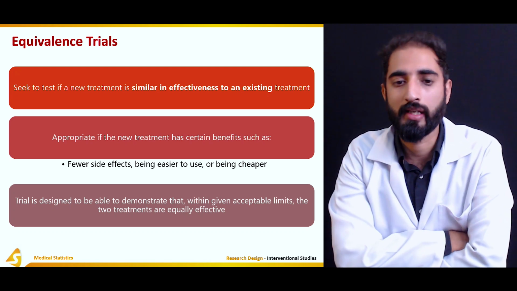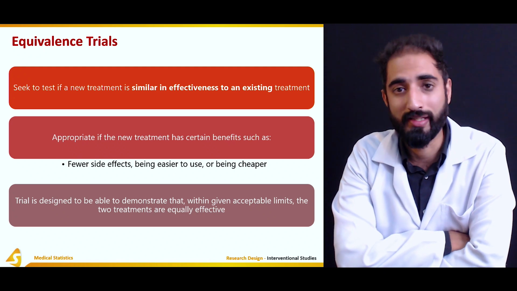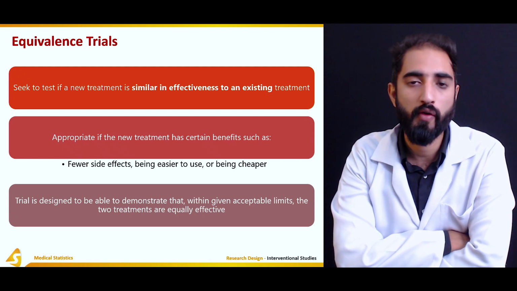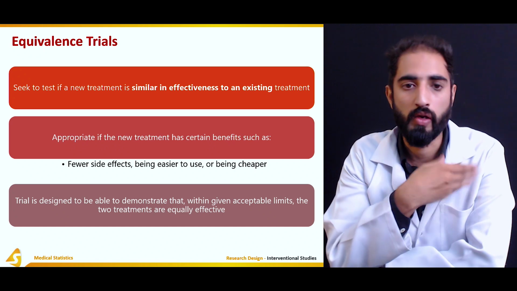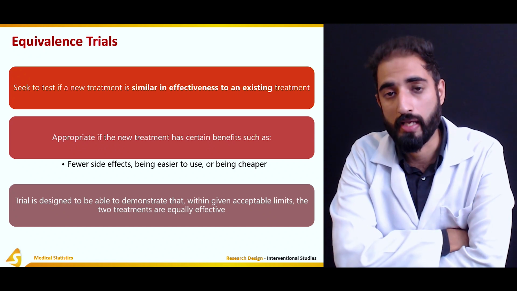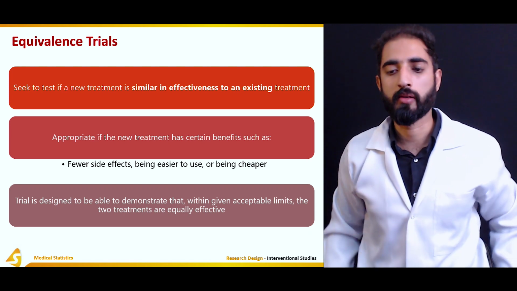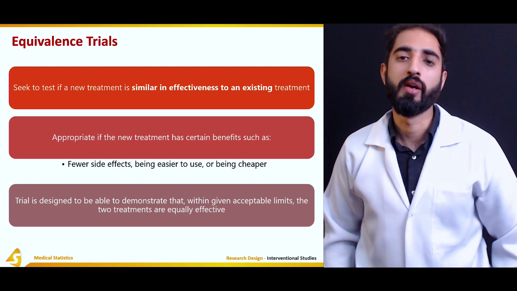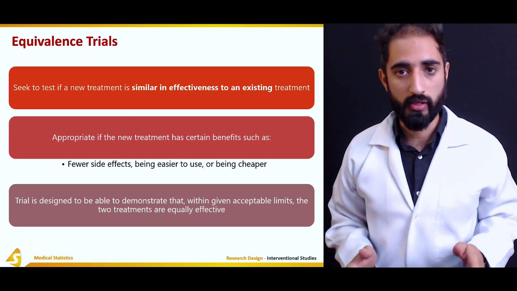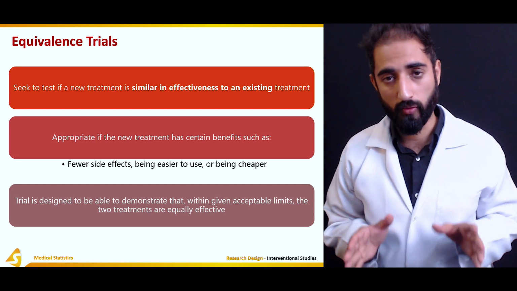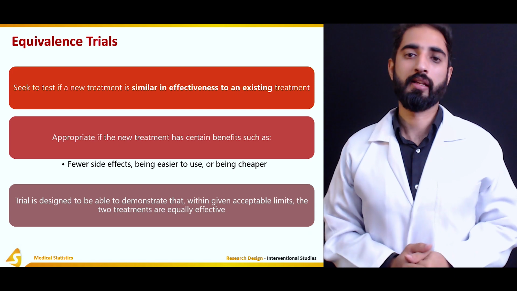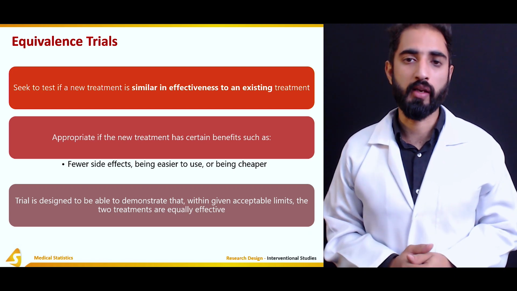If that is the case, then you can use an equivalence trial. It does not need to be more effective than the other treatment because it also has other benefits. The trial is designed to demonstrate that, within given acceptable limits, the two treatments are equally effective. So even if the p-value is greater than 0.05 and there is no significant difference between the two treatments, this is the finding of the equivalence trial.